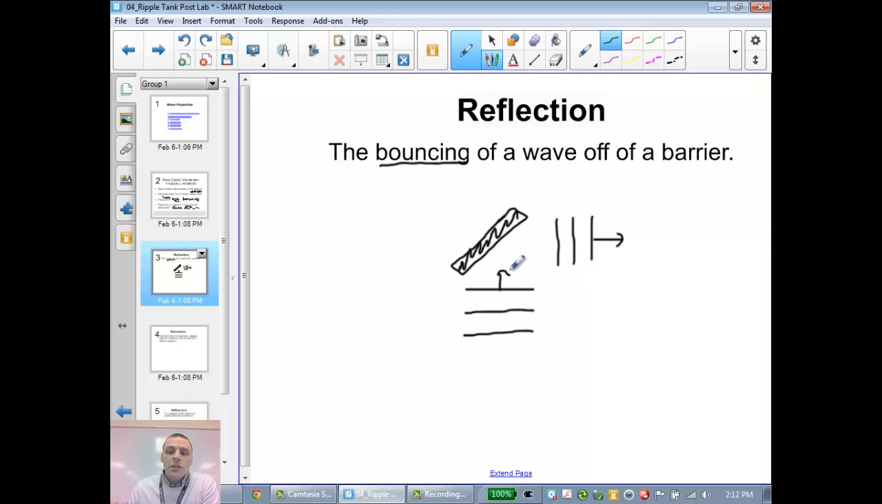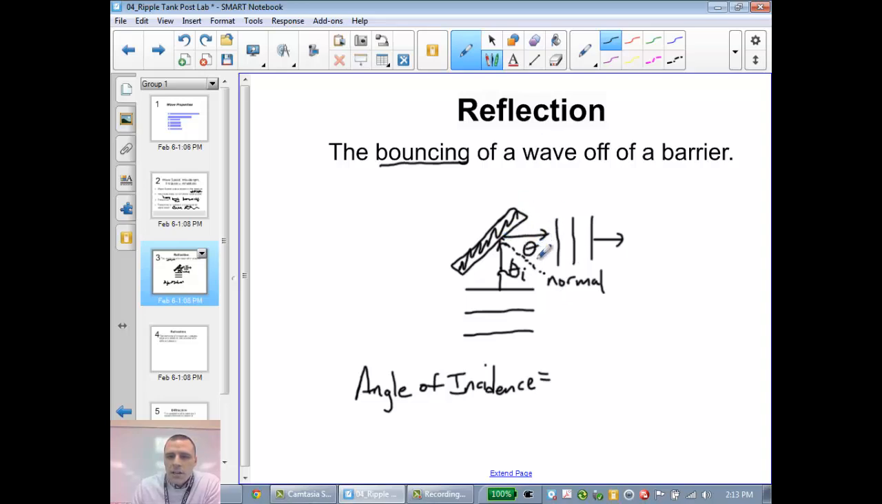The way we know that this is going to bounce off is by drawing a dashed line that is perpendicular to our barrier. We call this a normal line. That may sound familiar from friction and inclined planes. Normal means 90 degrees to something. And we measure this angle right here. We call this angle theta I, and that is referred to as the angle of incidence. That will equal the angle that the wave comes out at, which we call theta R, and that's the angle of reflection.